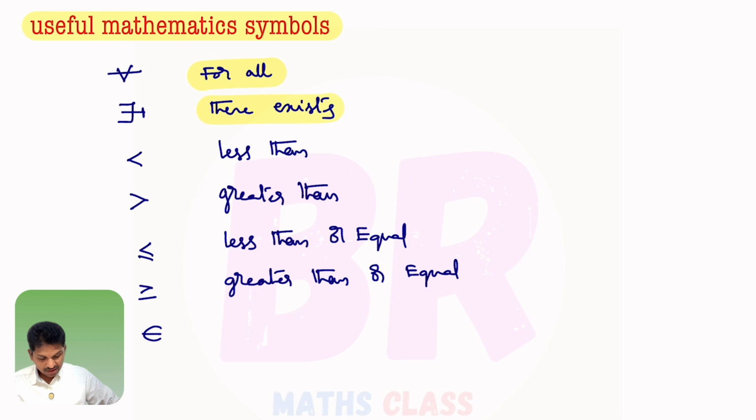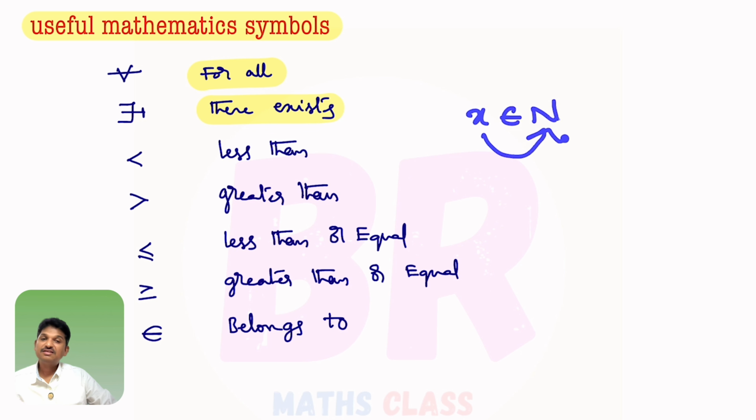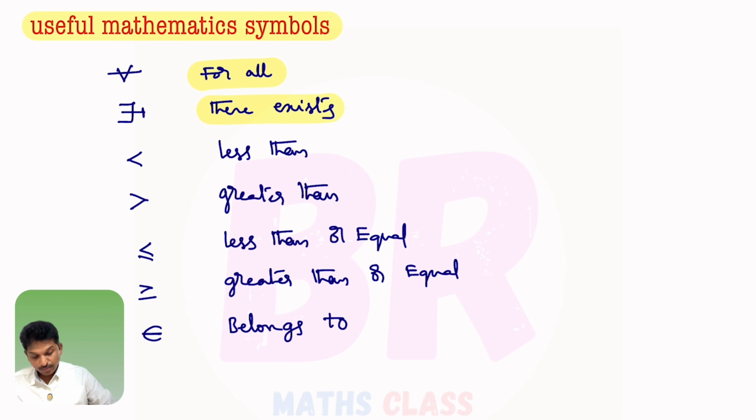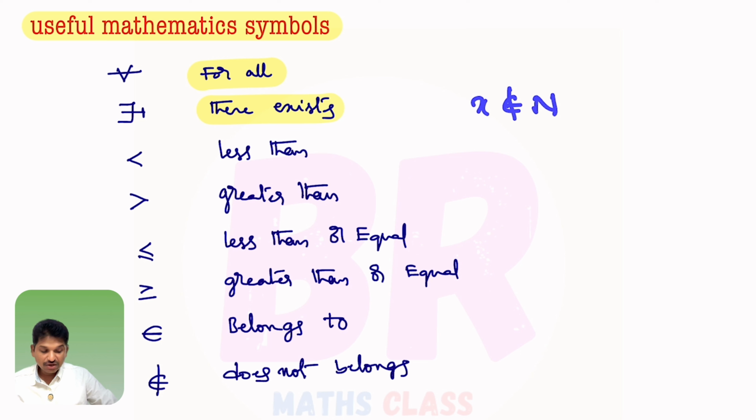This symbol is belongs to. Suppose I write x belongs to N. That means x is a natural number, so x can be 1, 2, 3, 4, something like that. Or else I write x is a real number. Then x can be any number between minus infinity and plus infinity. Does not belong: x does not belong to natural numbers means x is not a natural number.